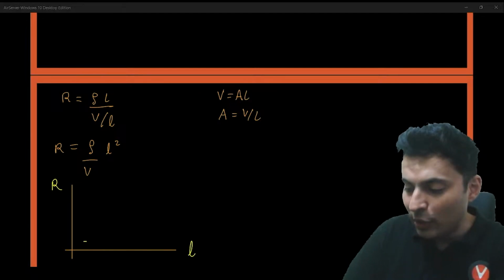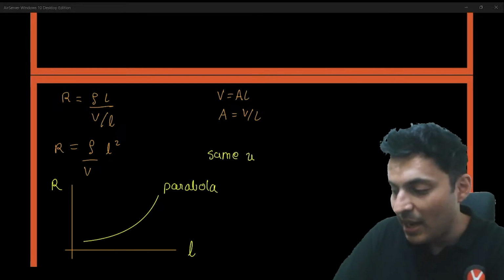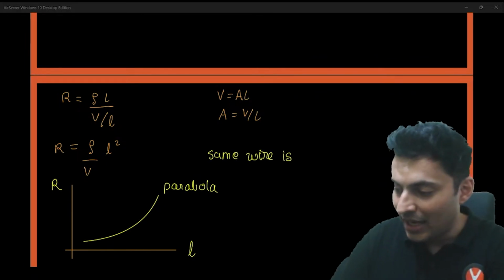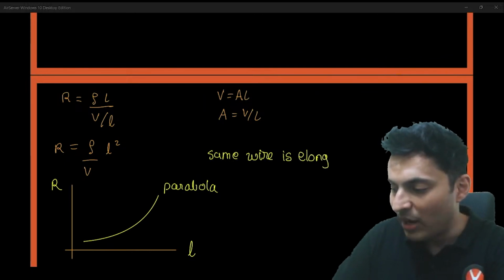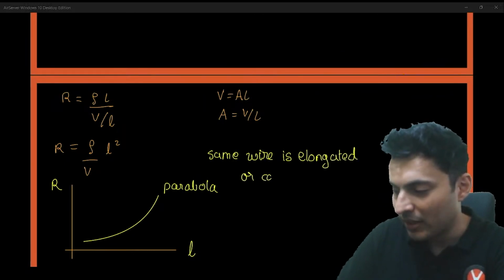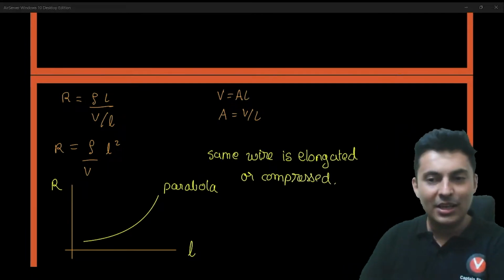So now if you see the resistance graph for length, it will be a parabola. It will be a curved line. It will be a parabola because the same wire is elongated or compressed. So area variations are considered.